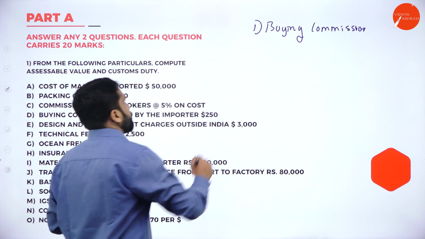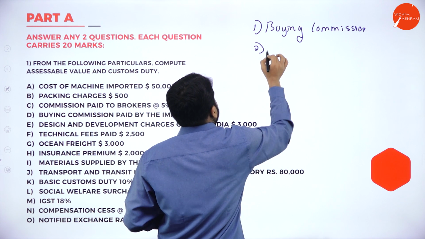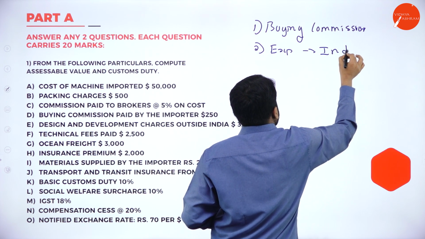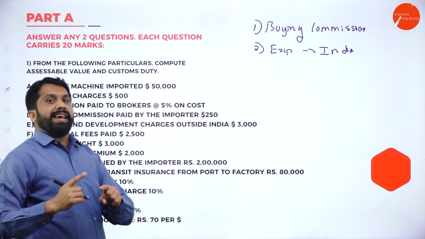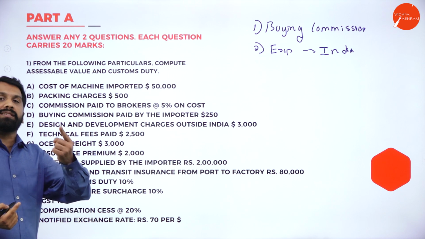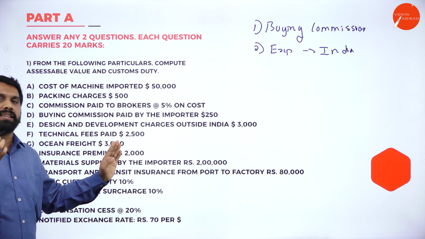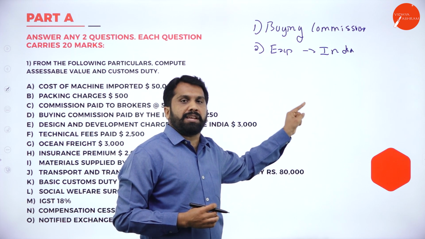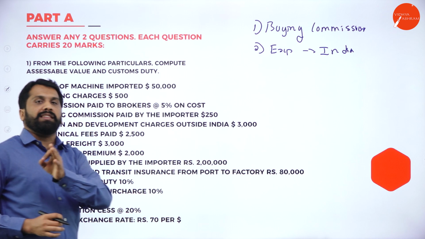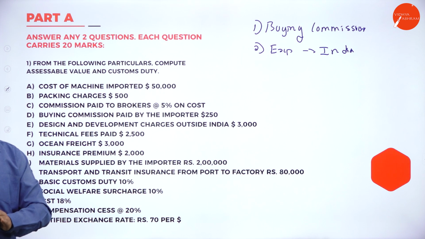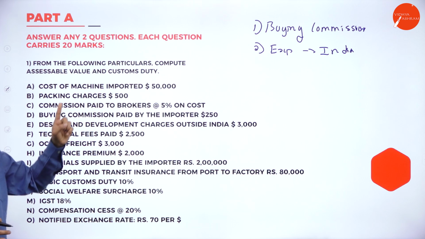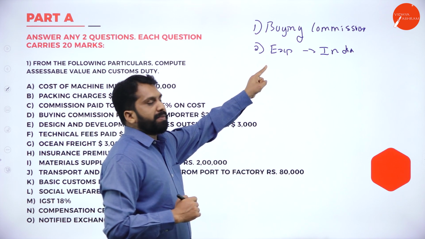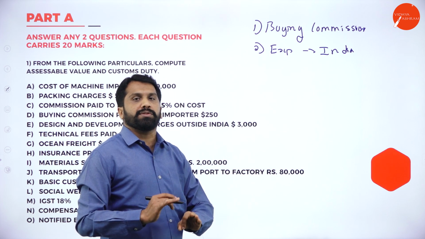The second thing, any expenses made in India. Custom duty means what? Any import or export from another country, we have to pay tax. That tax we call custom duty. These are the things, the list which I am giving you. If you find them in the question paper, you have to ignore them. What is the first one? Buying commission. Second one, any expenses made in India, we are not supposed to take.